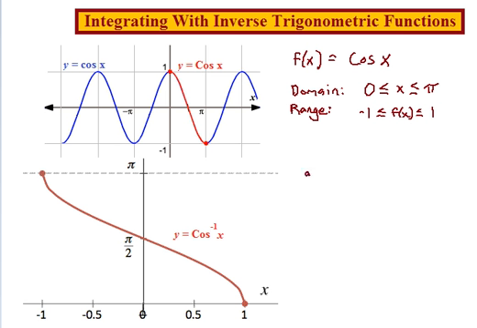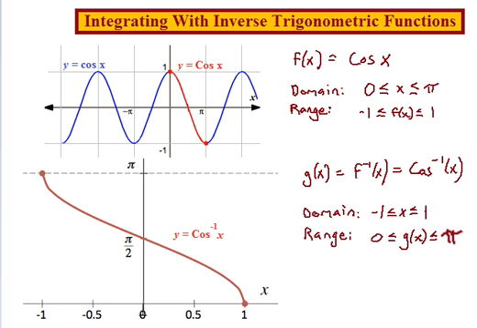g of x is the inverse of f of x. Then its domain stretches from -1 to 1. And this also has a derivative. It's very similar to the derivative of arcsin. -1 over the square root of 1 minus x squared.